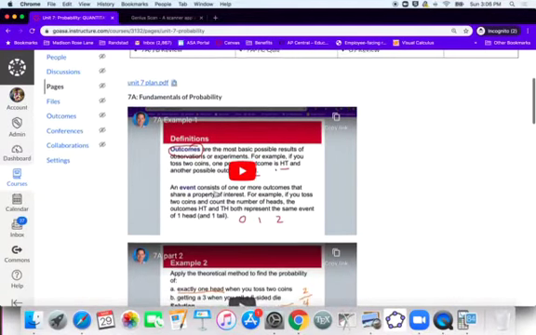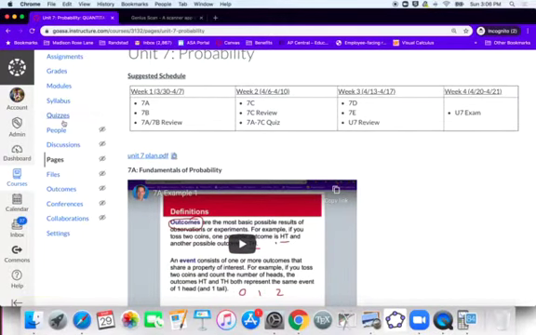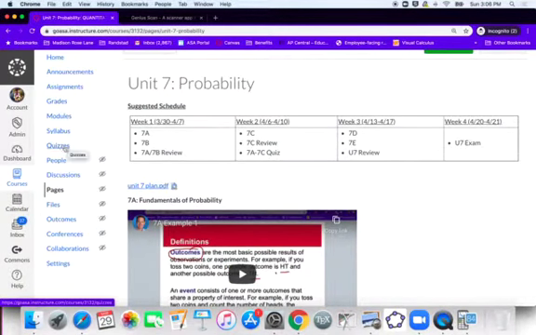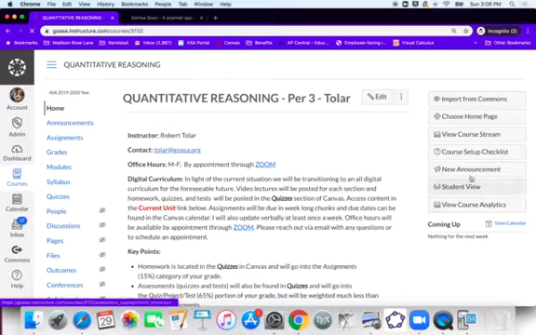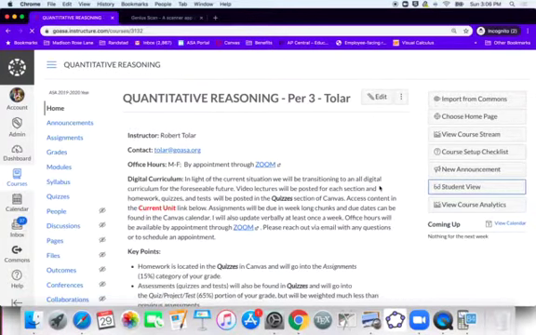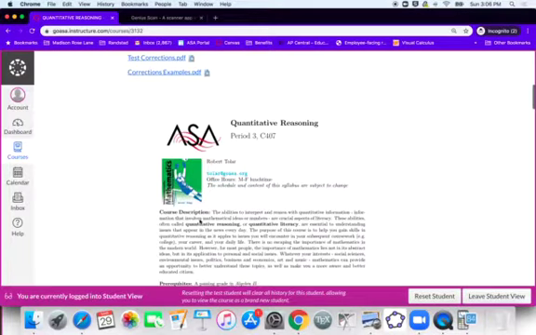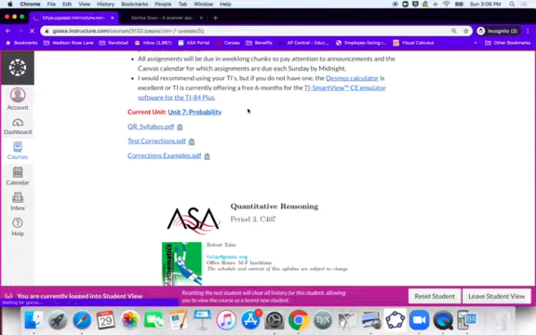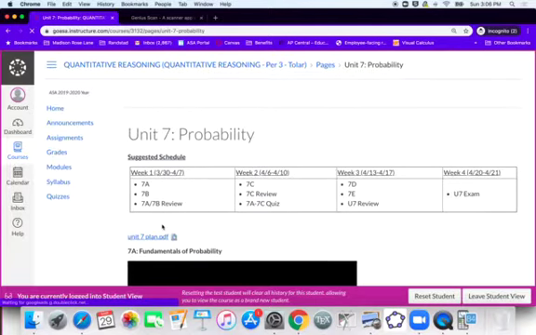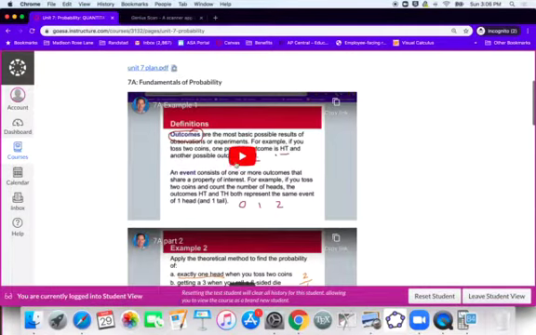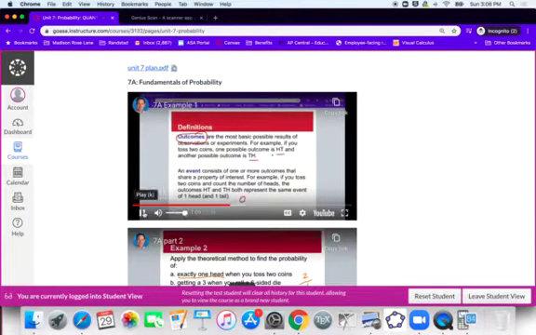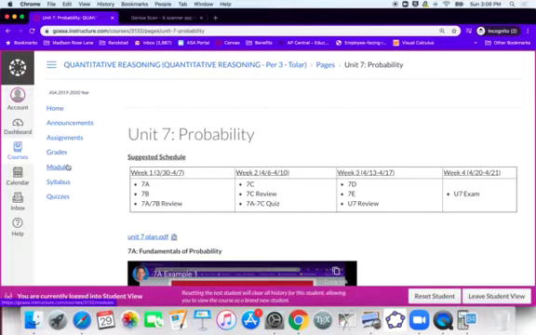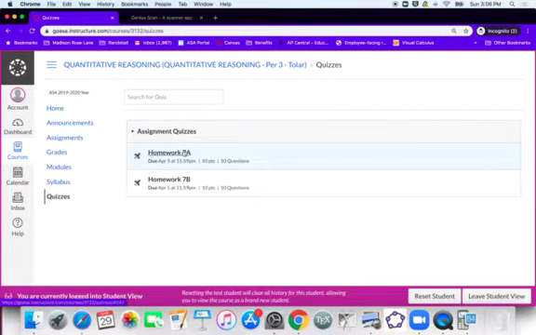Then your assignments are going to be posted in the quizzes tab. So here, hold on real quick. Let me get a student view so I can see what you guys would see. All right. So you're going to go into Unit 7 probability. You're going to watch 7A, the fundamentals of probability, and so on and so forth, but don't fast forward it. Then when you're ready, you'll go take the 7A homework quiz.